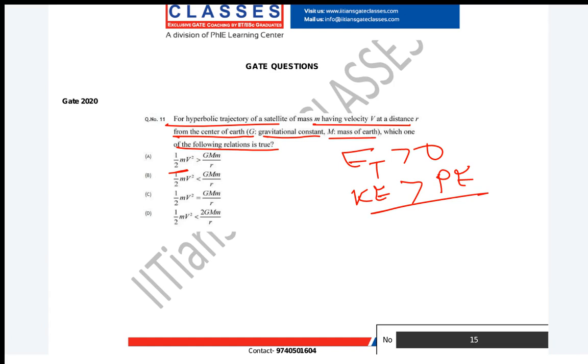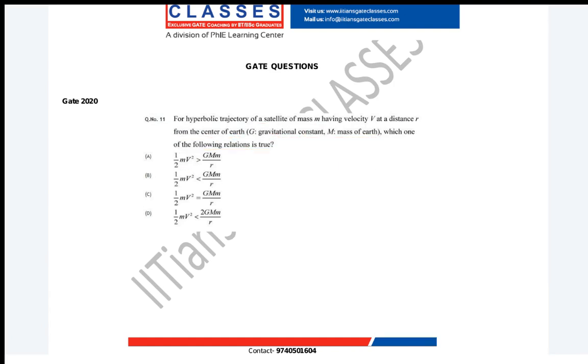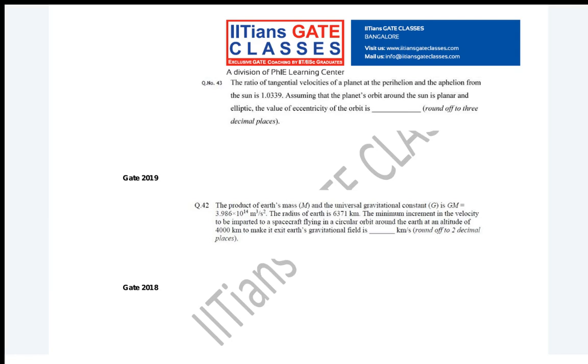Gravitational parameter, is it? Yeah. Okay, next question. Read question number 43. The ratio of tangential velocity of a planet at the perihelion and the aphelion from the sun is given. So I told, Vp upon Va they have given, it is 1.0339. They told, assuming the planet's orbit around the sun is planar and elliptic, they asked the eccentricity of the orbit.